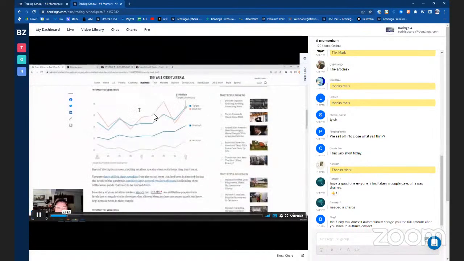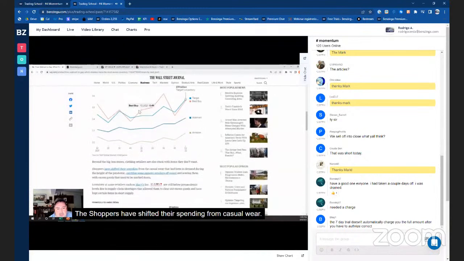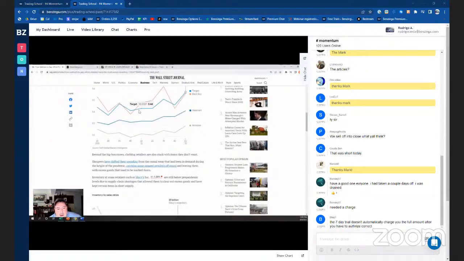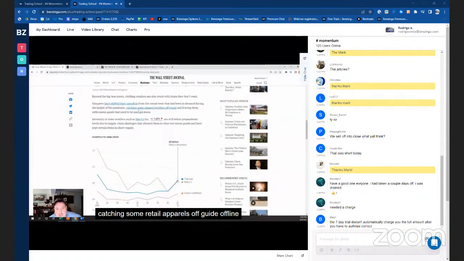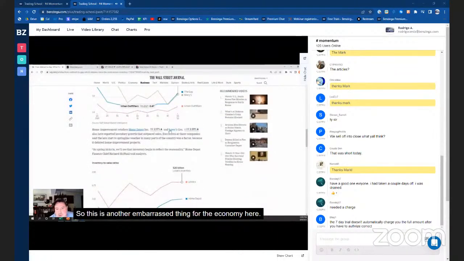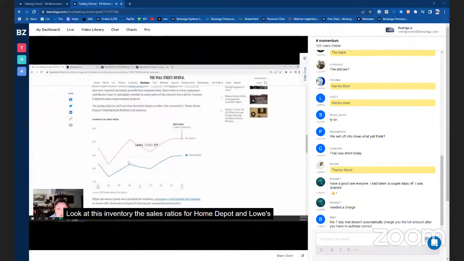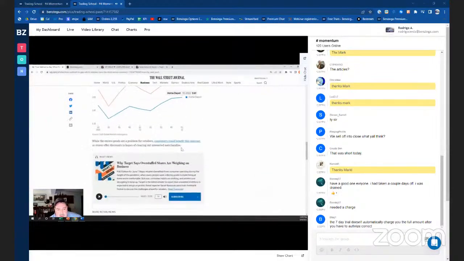with demand, shoppers have shifted their spending from casual wear, catching some retail apparel offline. So this is another bearish thing for the economy here. Look at the inventory to sales ratios for Home Depot and Lowe's.